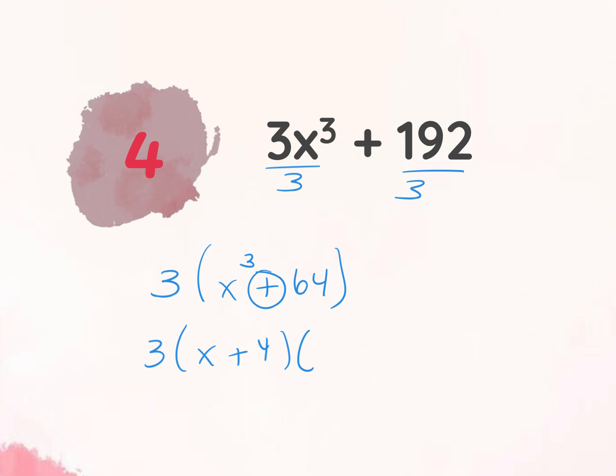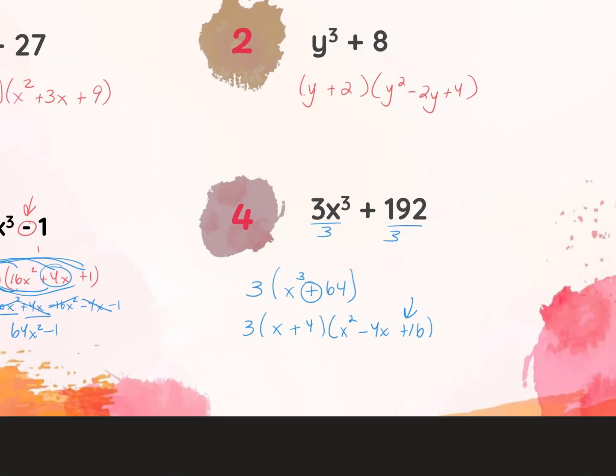So my trinomial is going to be a squared, minus or plus? Minus a times b plus what? 16. This last is always going to be a plus. How come? Because you're squaring the number. Good. Very good. All right, questions?